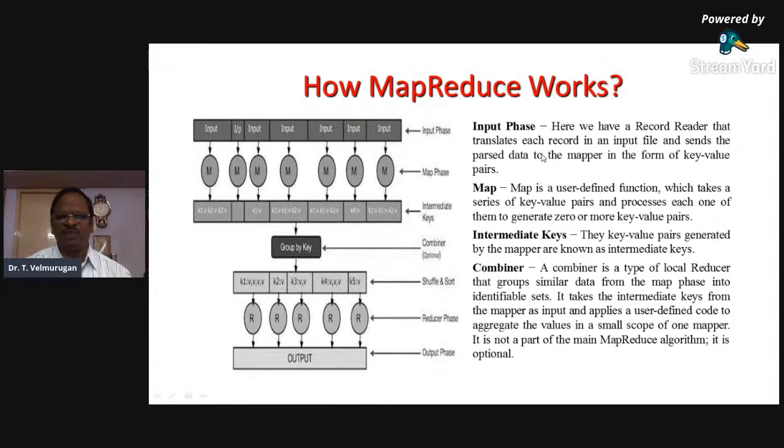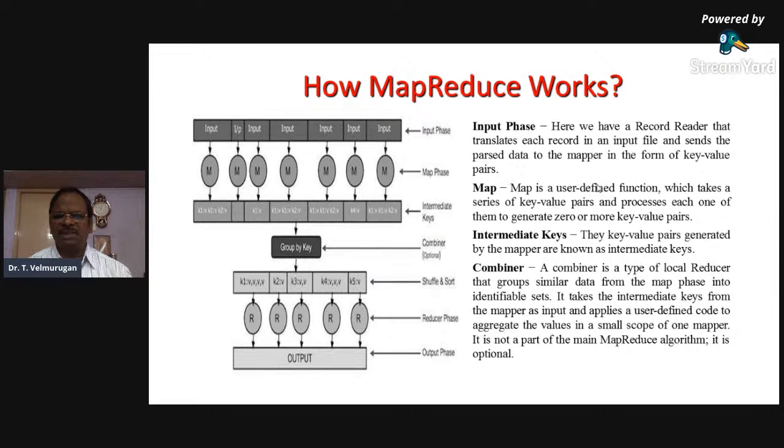So what is the input phase? Here we have a record reader. We must have a record reader. It reads the stored information, translates each record in an input file, and sends the parsed data to the mapper in the form of key value pairs. The parsed data means clustered, split data, which is given to the mapper phase.